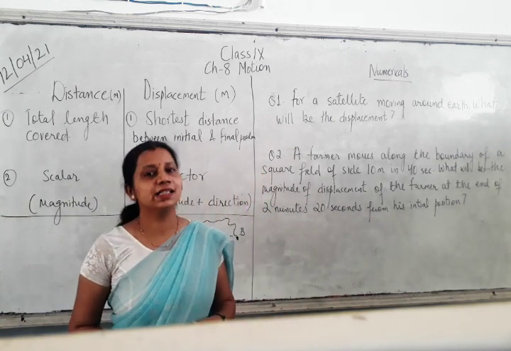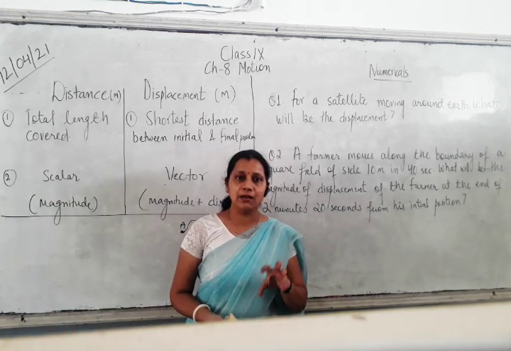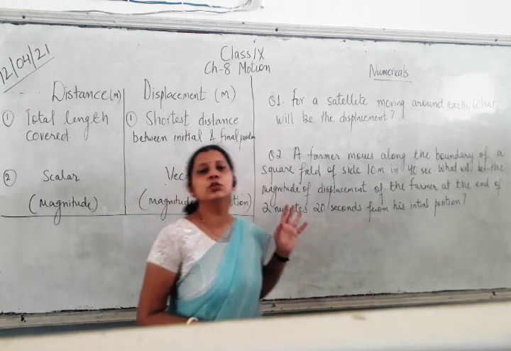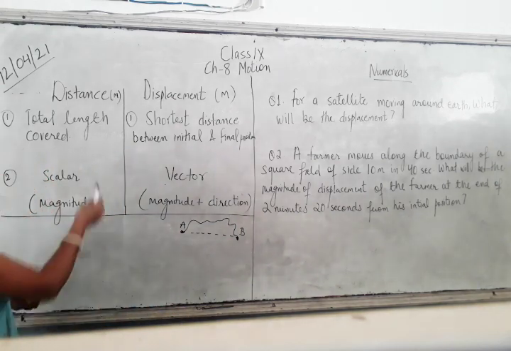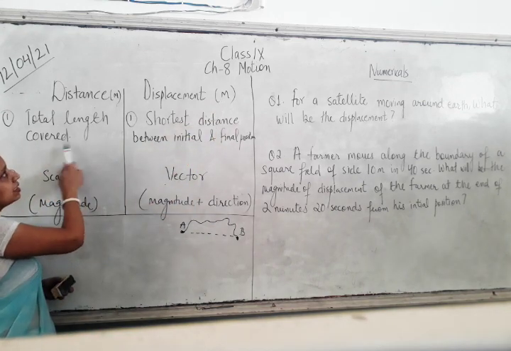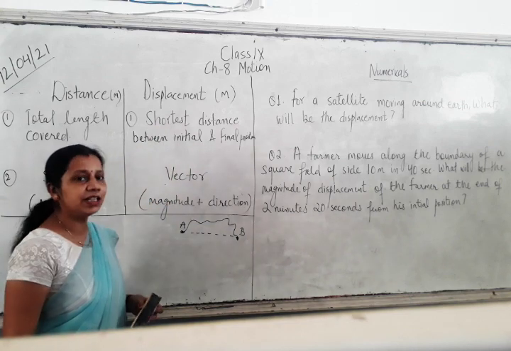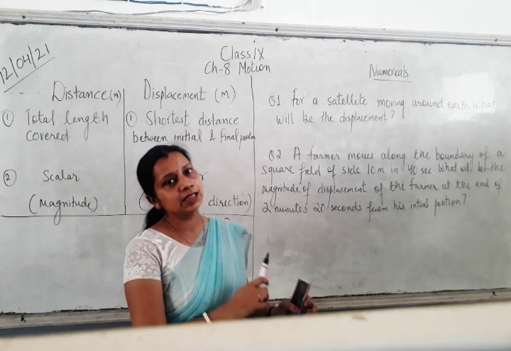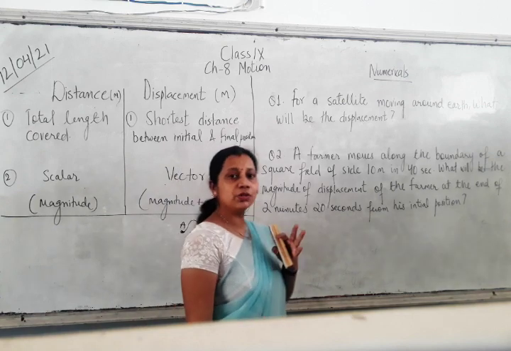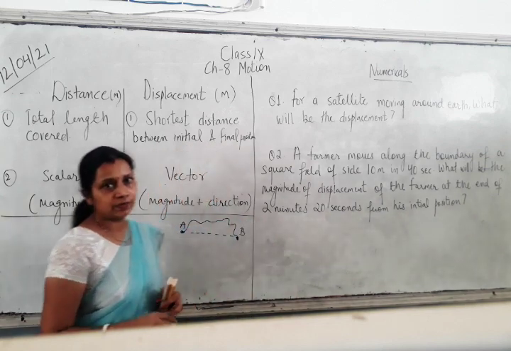I told you about vector and scalar quantities also. A scalar quantity has only magnitude, that is, a number associated with it, whereas a vector has both magnitude and direction. I have included the same thing here in the difference. The standard unit of distance is meter, and of displacement is also meter. First difference: distance is the total length covered, whereas displacement is the shortest distance between the initial and final position, that is, the start point and end point. Distance is a scalar quantity, where you talk only about magnitude, whereas for displacement you talk about both magnitude and direction.